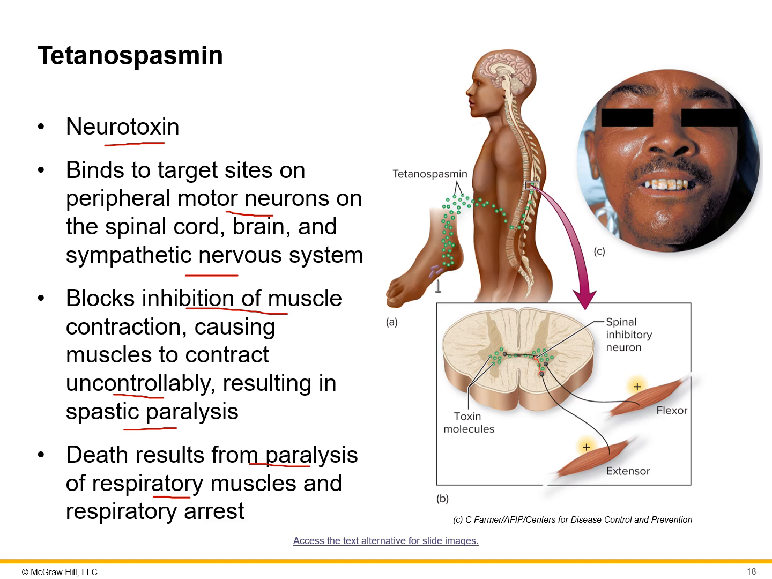And this is just showing, again, this tetanospasmin that gets released. So essentially, again, it's acting there at those inhibitory neurons, so it blocks the inhibition of contraction. So they're going to remain in a contracted position.